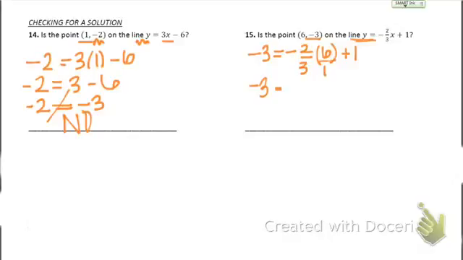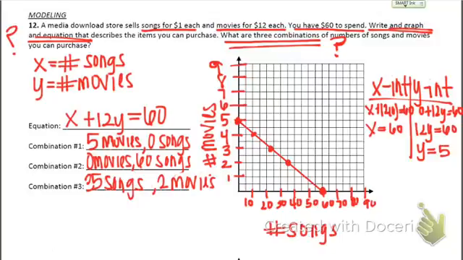That's the same as 6 over 1, right? And we can cross reduce here because we're really multiplying and dividing. How many times does 3 go into 6? 2. What's negative 2 times 2? Negative 4 plus 1. What's negative 4 plus 1? Is that a true statement? So does that point lie on the line? Yes. Okay. So in the previous example, we could have checked that 35 songs and 2 movies works by plugging it back into the equation that we found. Okay, Jen?